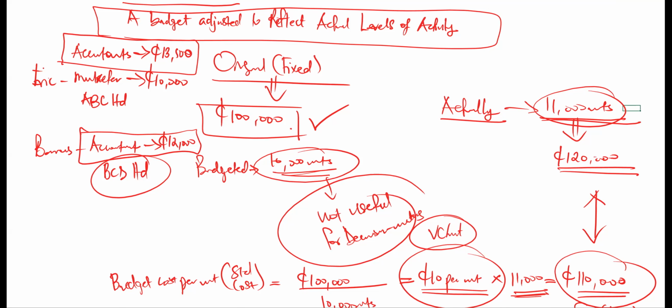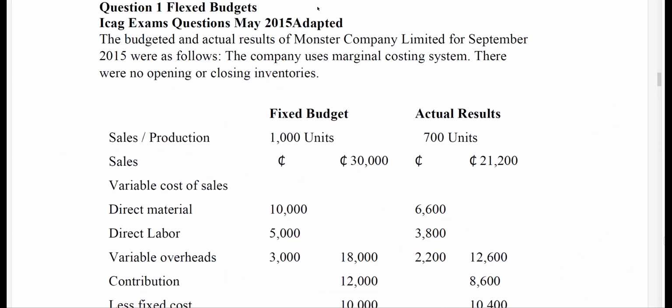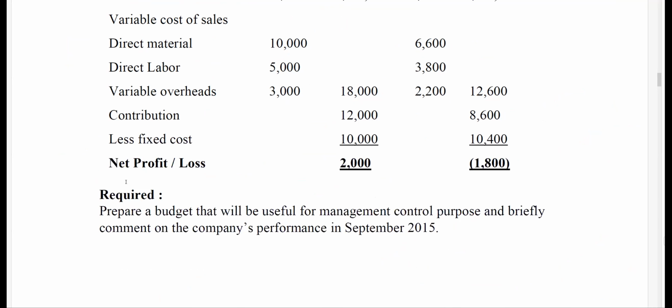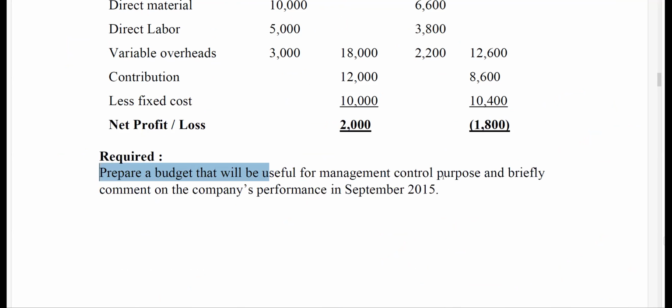So, based on what we just learned, we are going to take a question that came on May 2015, which is on flex budget. Now, look at what it says. We should prepare a budget that will be useful for management control purpose and briefly comment on the company's performance in September 2015.